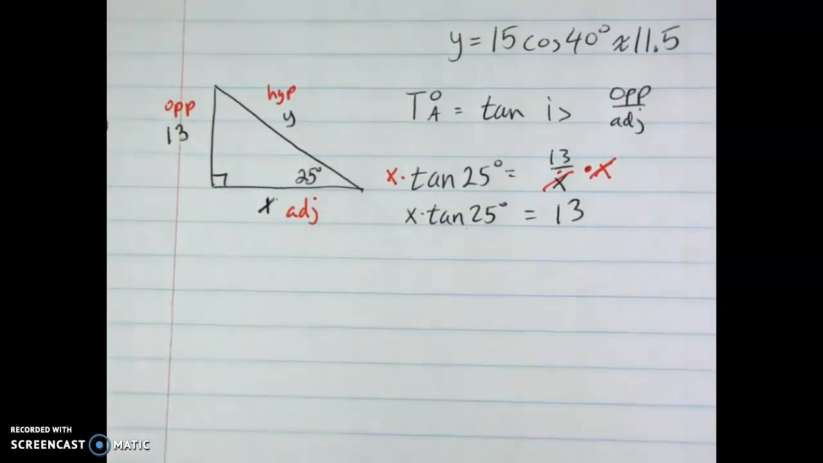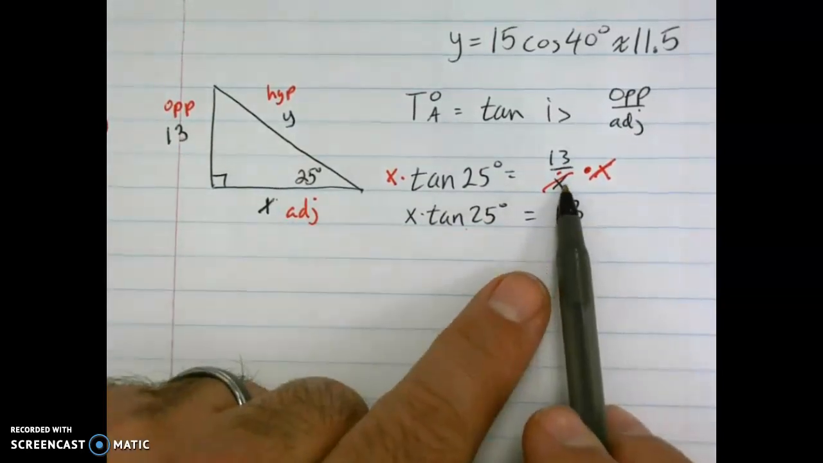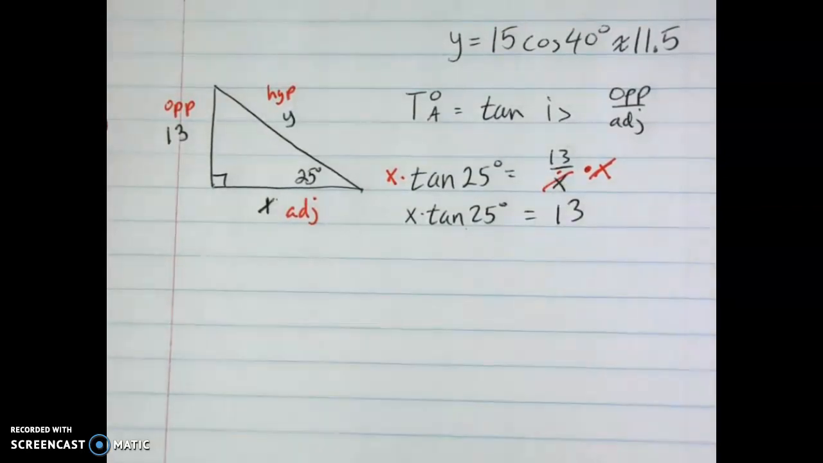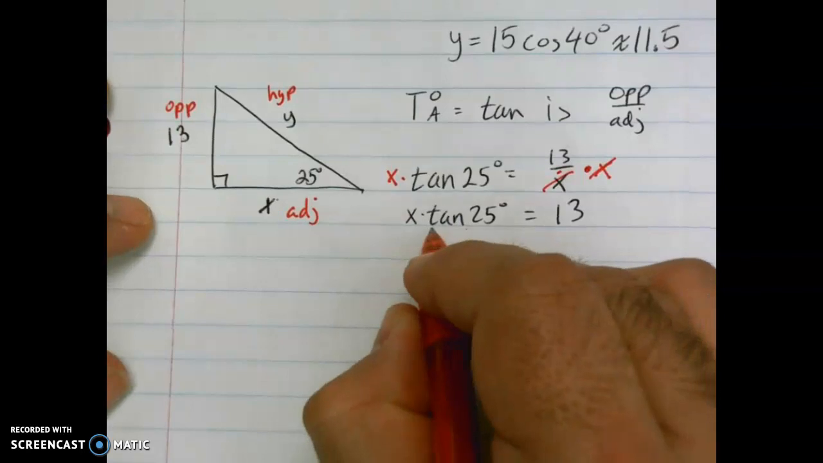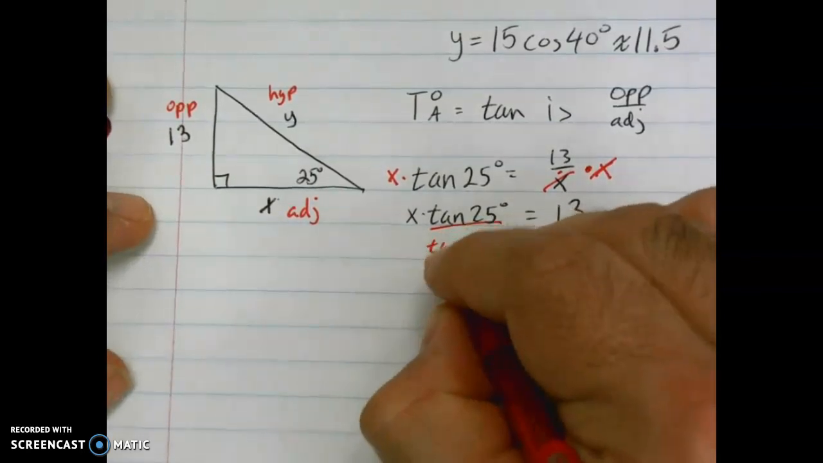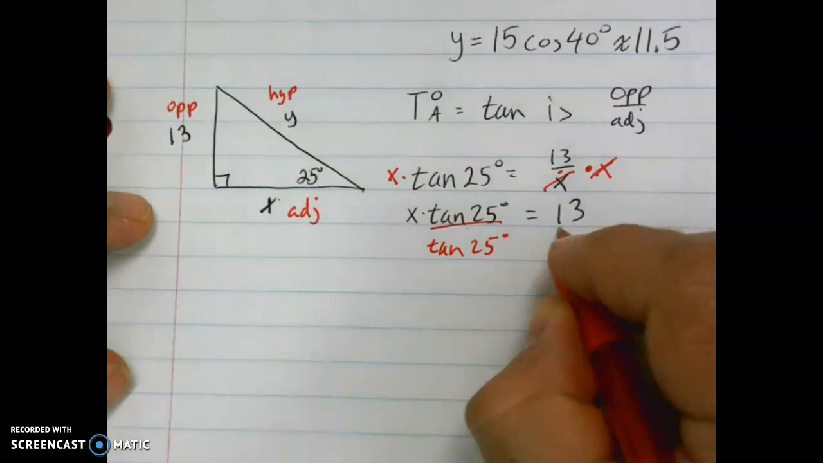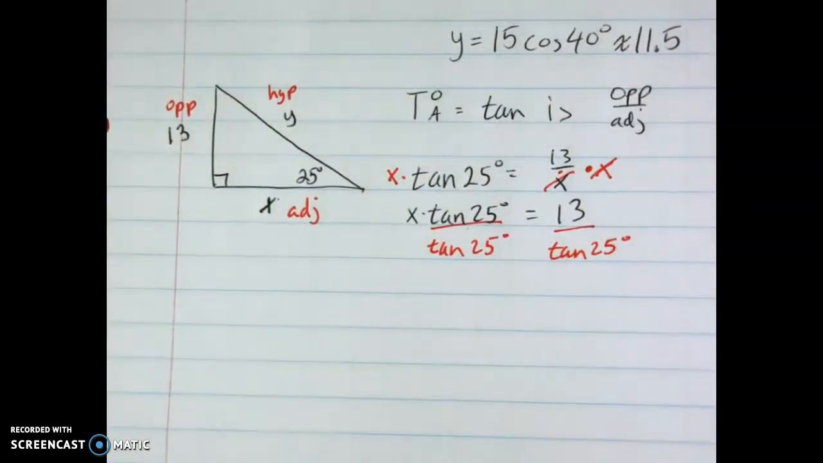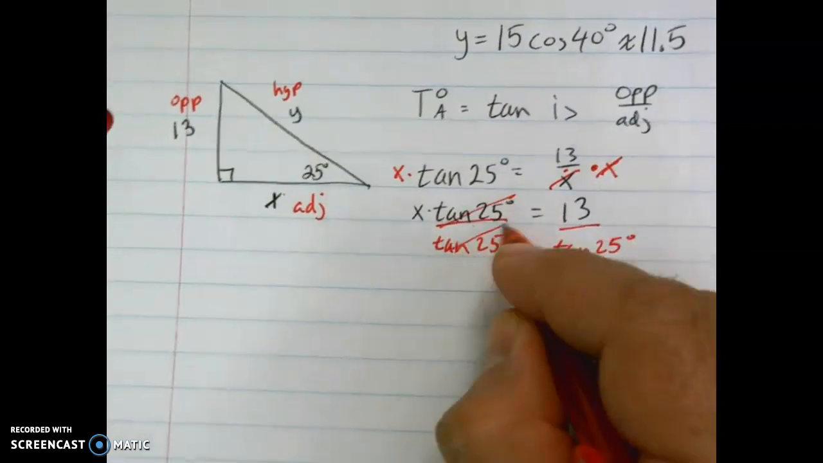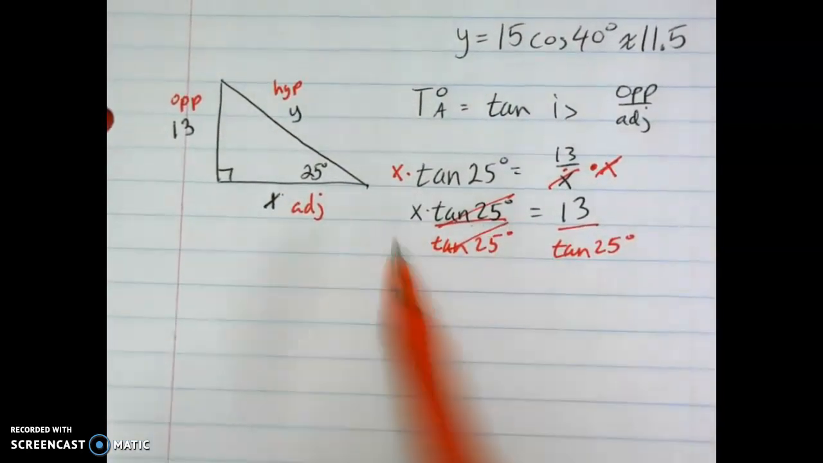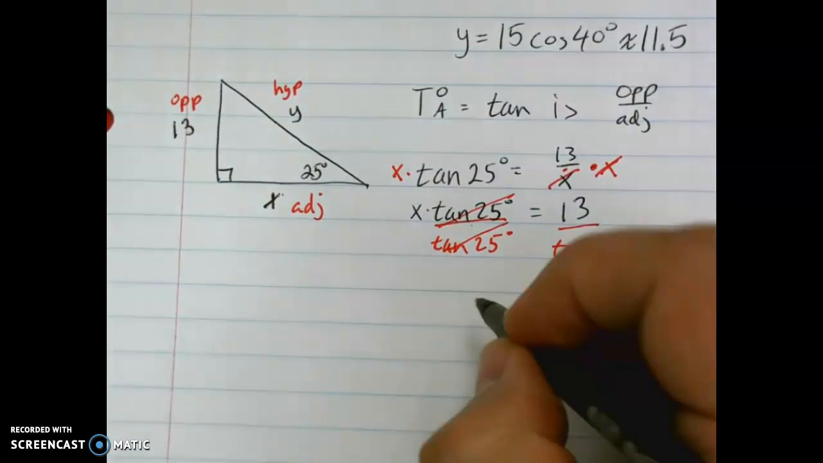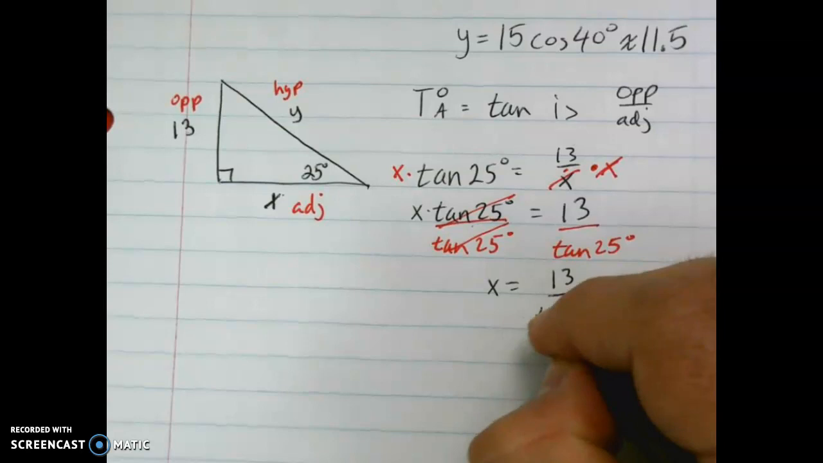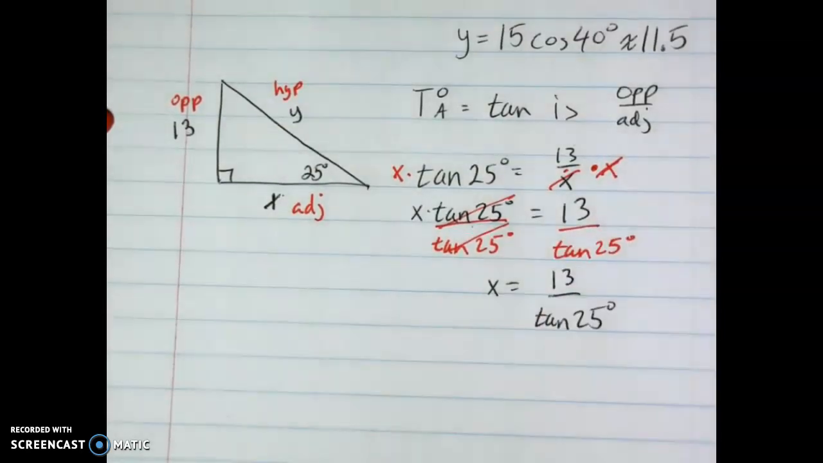When you see something like this, an unknown value in the denominator in a trig ratio, you're going to have to take this extra step, which is, when I'm done with that, I'm going to have to now divide by my tangent of 25 degrees. Okay? So this is a little bit different than what we've seen before. But when I divide by that, then lo and behold, x is all by itself now, right? So x equals 13 divided by tangent 25 degrees.